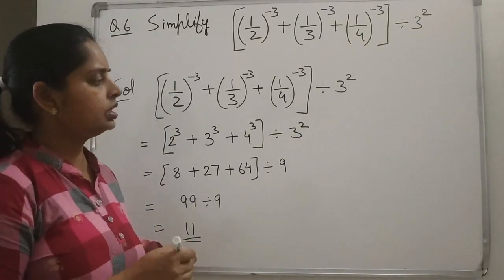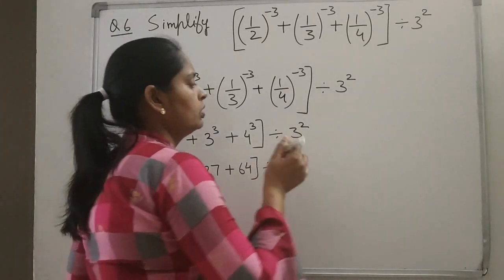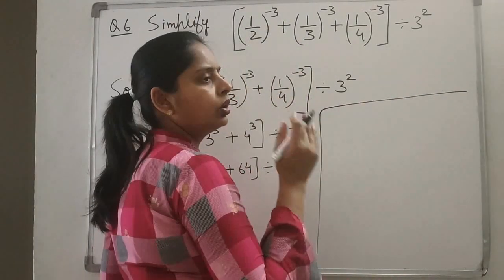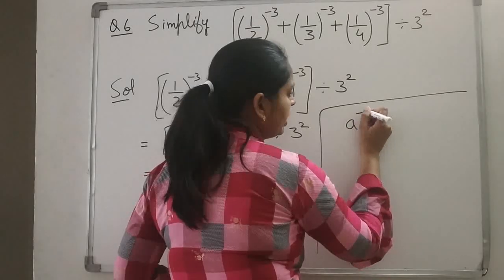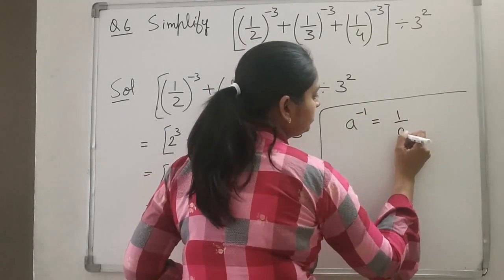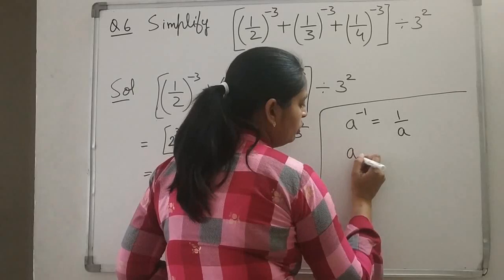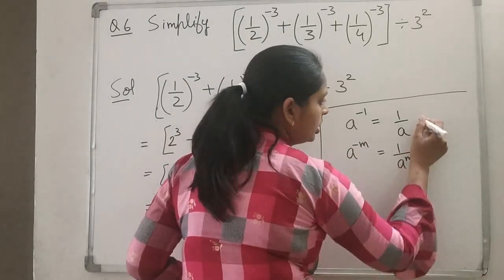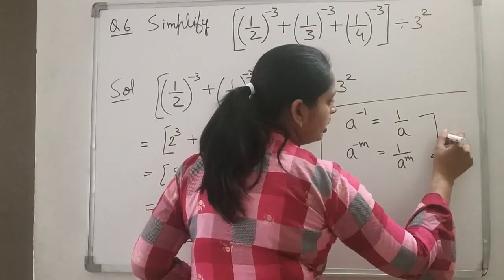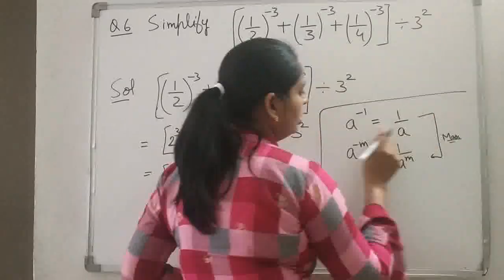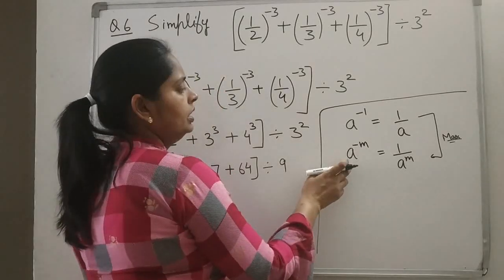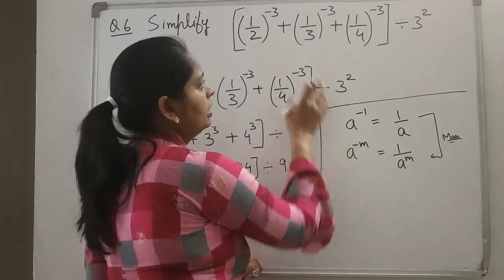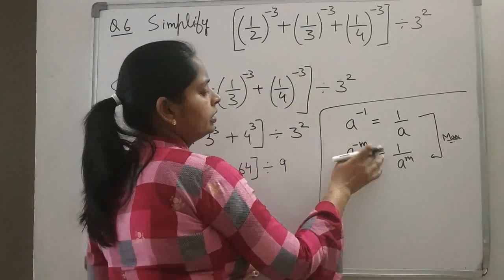So maximum questions are very easy. You just have to follow the basic laws. Just recall the laws because I am winding up your revision work. See what all laws we have done. a to the power minus 1 is equal to what? 1 upon a. a to the power minus m is equal to 1 upon a to the power m. These two things we use very often. In many of the questions we get a question like this. The only thing is we are taking the reciprocal. Here it is 1 upon 2, so we will take the reciprocal for this.